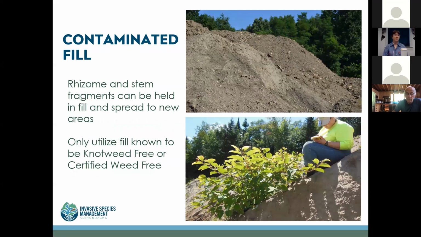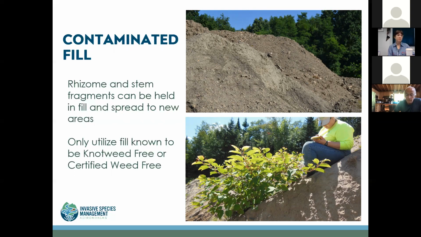Our third way that we think of knotweed being spread is through contaminated fill. So we just talked about how those stem and rhizome fragments can lead to new infestations. You can only imagine the challenges if you were to buy some fill and there had been knotweed growing in it at some point and it still contained the stem and rhizome fragments, and then you brought it and put it in your garden or along your driveway, and now you have a knotweed infestation as a result.